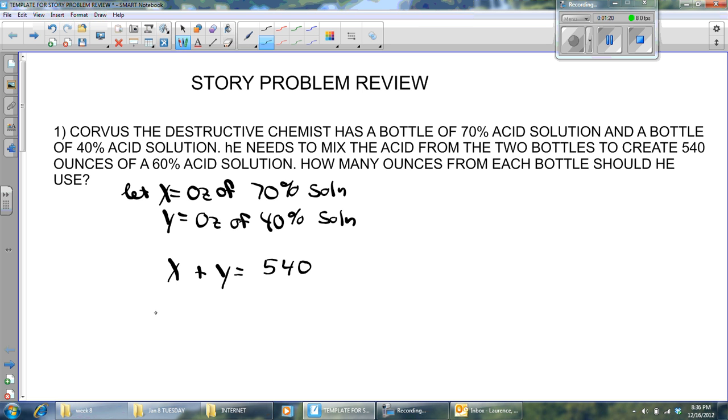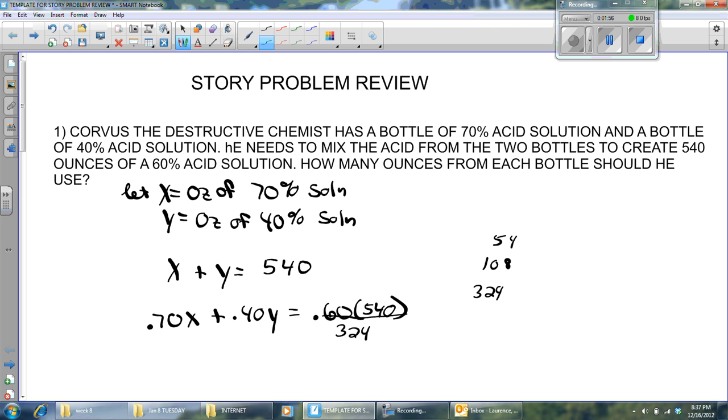Then I need the equation 0.70x plus 0.40y, and that'll equal 0.60 times 540. I'm just doing a little quick math. 10% is 54, right? So 20%, 108. And if I triple 108, I think I'm going to get 324. So when I multiply these, I'm going to get 324. So there's my second equation.